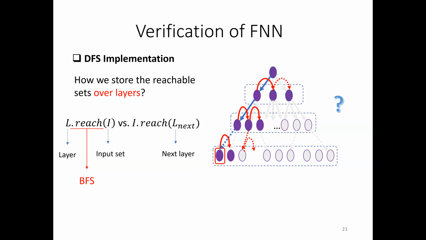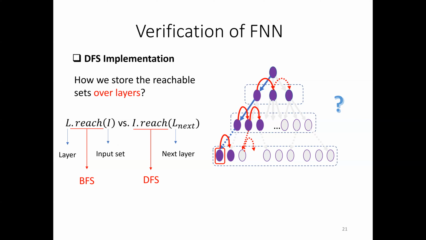However, in the Depth-First-Search algorithm, you just pick one output set of a layer and then perform the reachability of that output set for the next layer, right? You shift the center of the computation from the layer to the reachable set itself. It's not the layer anymore. So you need to support the reachability method for the reachable set itself, and the input to that reach method is going to be the next layer, right? This is how we can implement Depth-First-Search in an efficient way, okay?